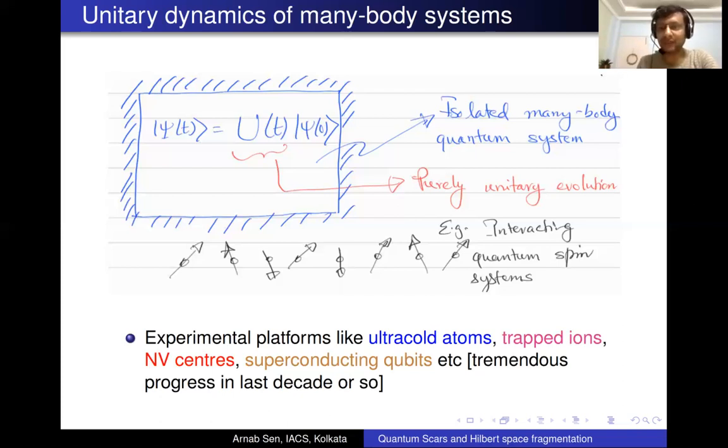But there's another, interesting way you can view this problem, which is that suppose you look at a patch of the system here. I hope you can see my cursor. Suppose your system is very big, a rather complicated quantum system, and you look at any patch of it. If you integrate out the rest of the degrees of freedom, then the equation of motion of this patch is actually non-unitary. So that's another way of thinking.